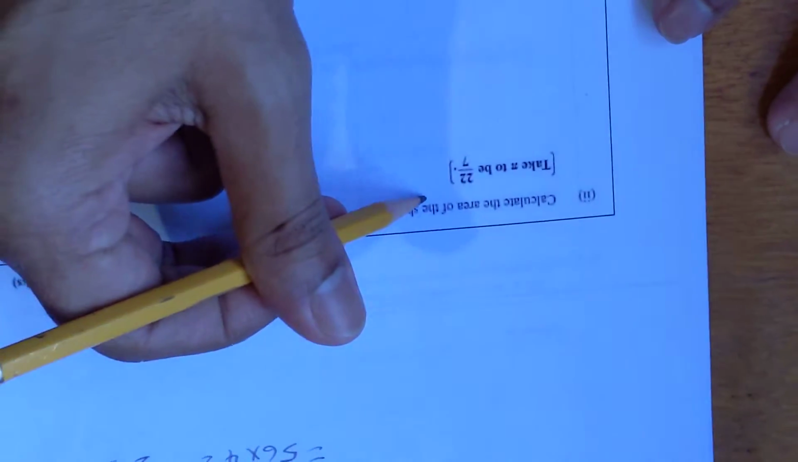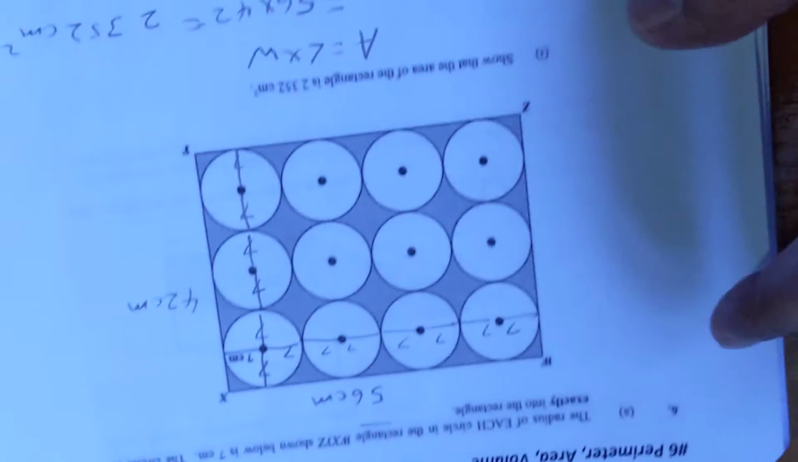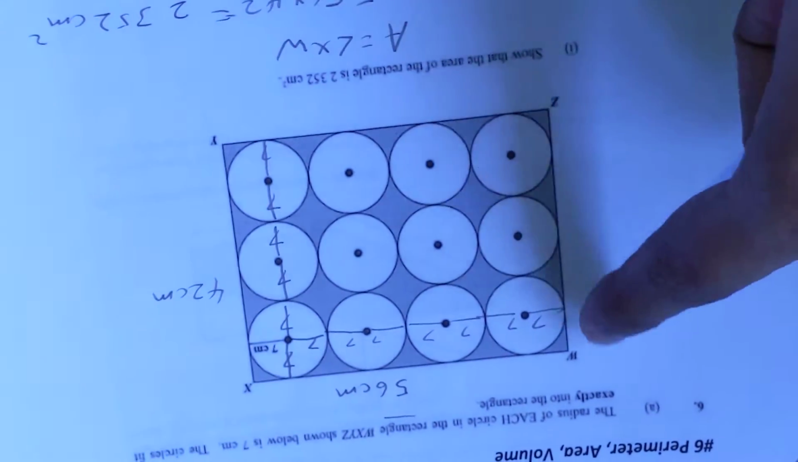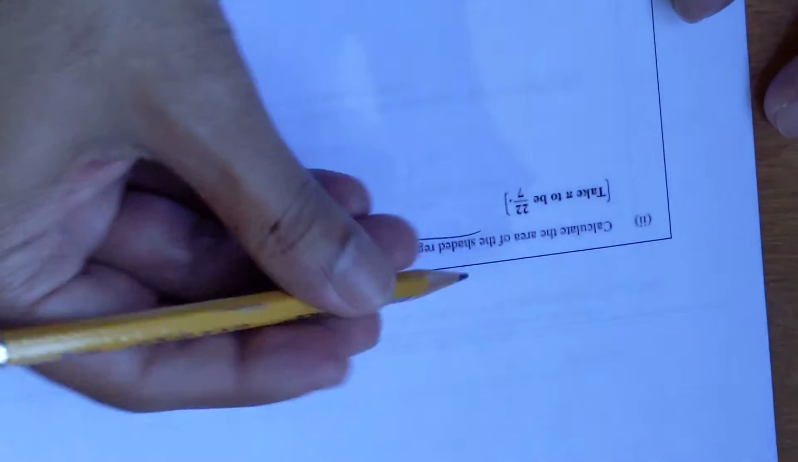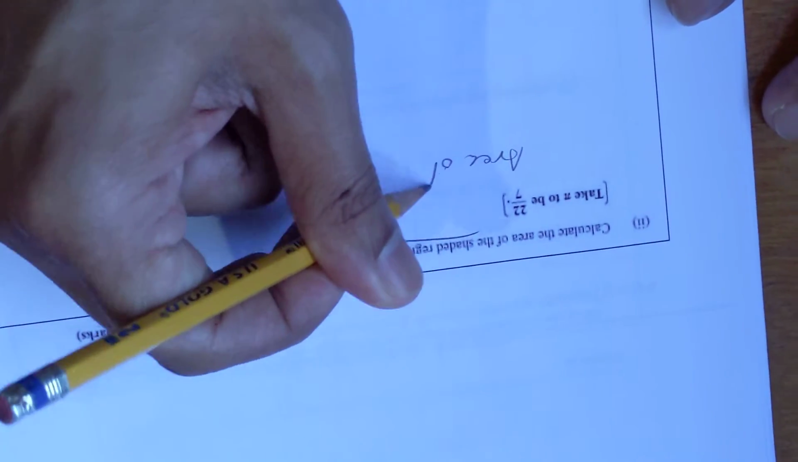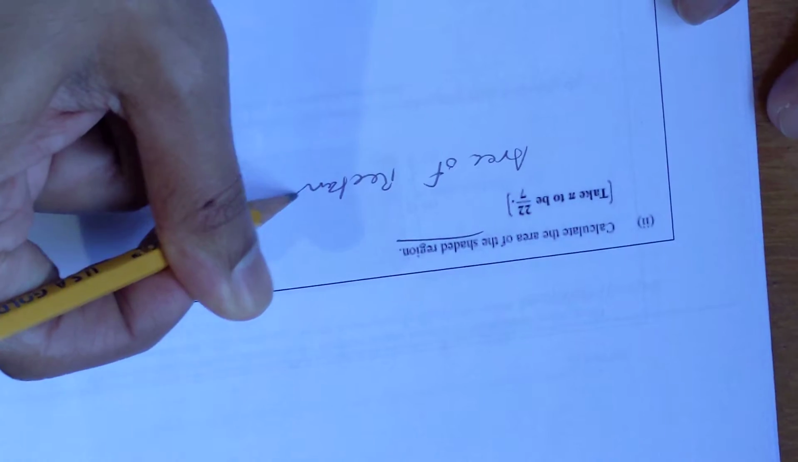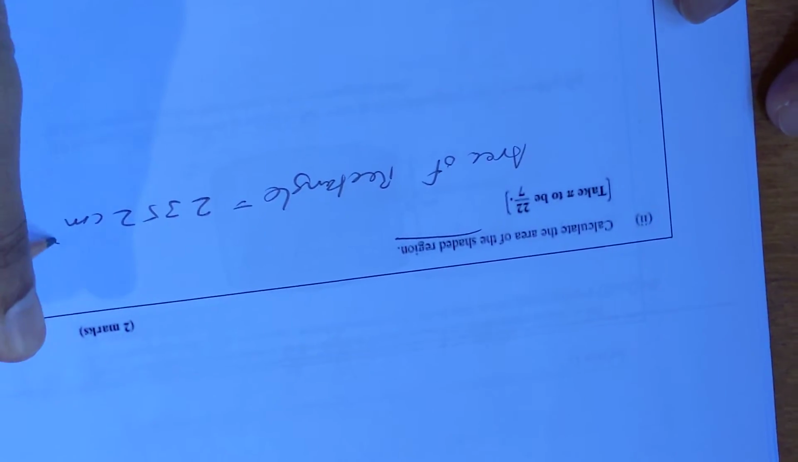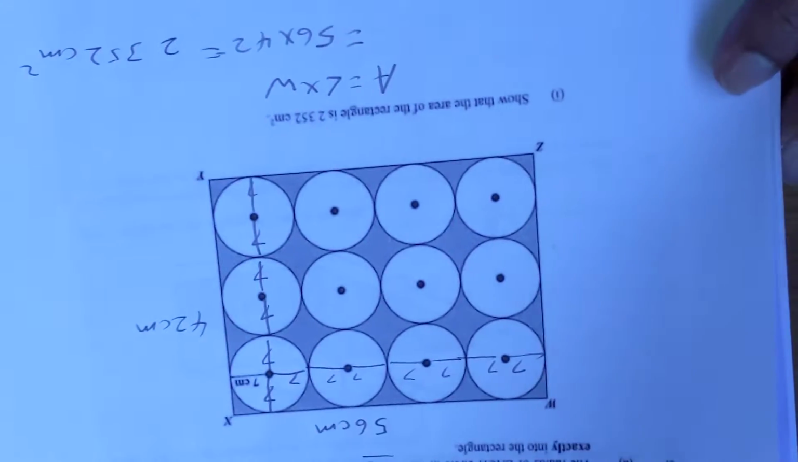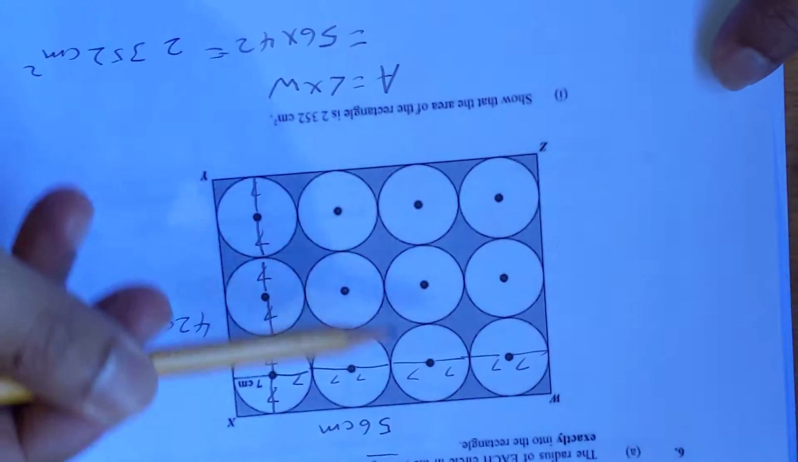The next part is they want me to calculate the area of the shaded region. So the shaded region is within the rectangle, but outside those circles. So what we really have to do is, we already have the area of the rectangle. We just found that it is 2,352. They gave it to us as well. And to get the shaded area, I have to take out the area of each of the circles.